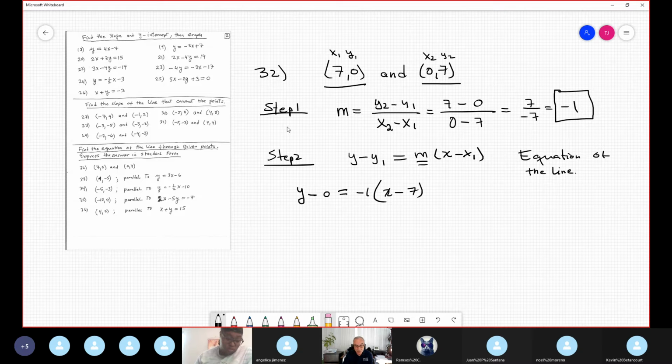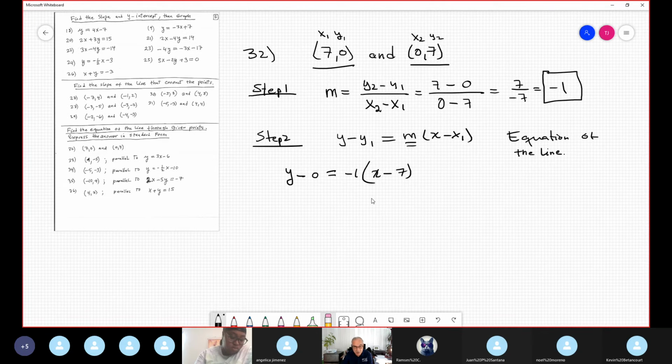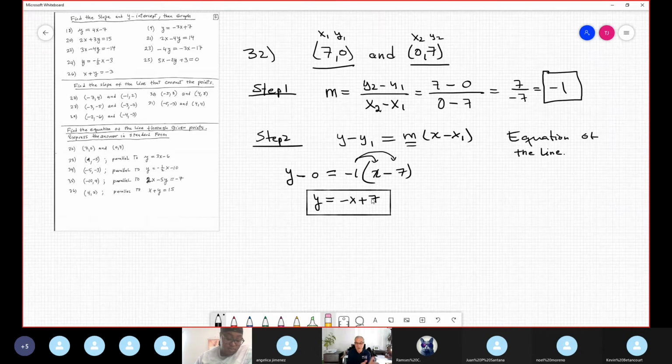That's it. You apply the distributive property now. Well, 0 is nothing, it's y alone. Apply the distributive property here. Then, minus x plus 7. I leave it like that? No, because this is slope-intercept form, and they want standard. Standard is easy. Remember, you move everything that contains a variable to the left.